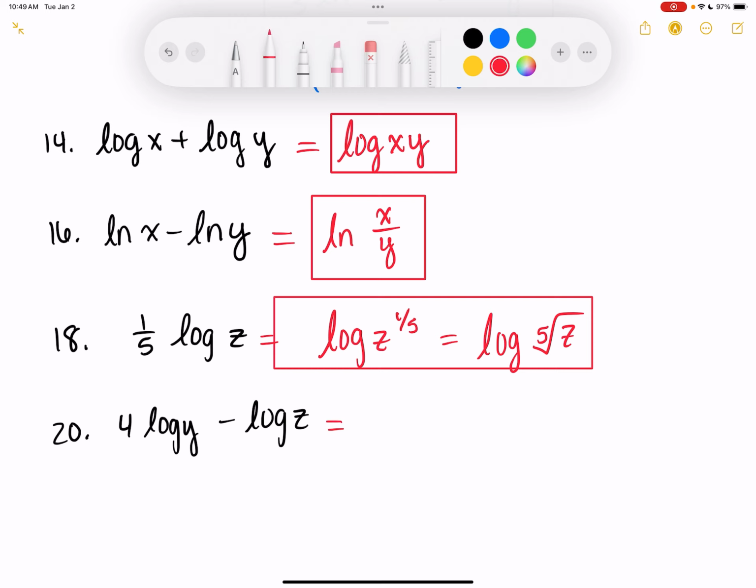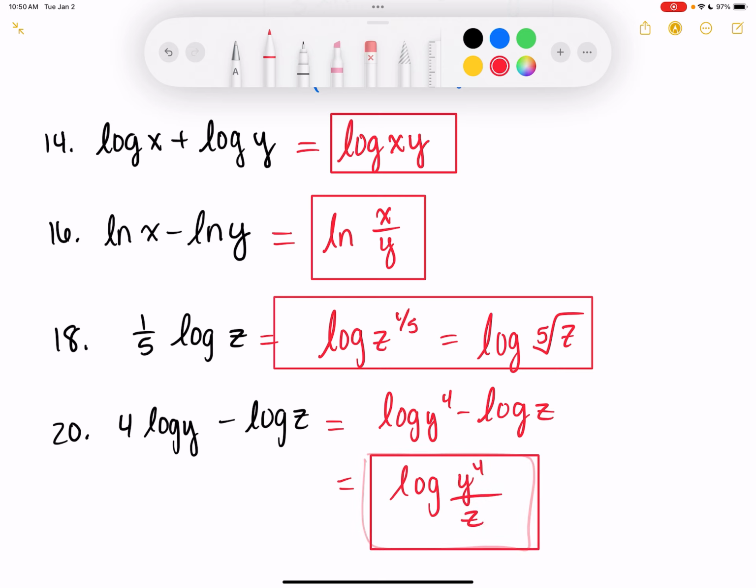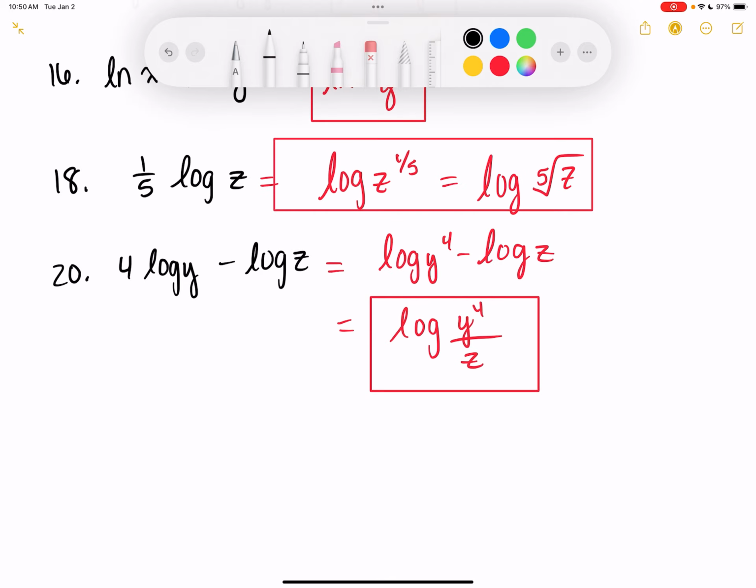So what do I have happening? Log y to the 4th over z. Okay, so I'm going to rewrite it first as log of y to the 4th minus log of z. Okay, just so we see it. And then write it as a quotient, which would be log of y to the 4th over z. So you can go straight to what's in the box, but all right.